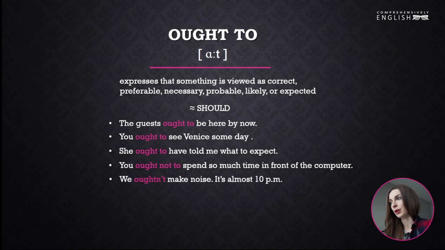We oughtn't make noise. It's almost 10 p.m. It's a bad idea to make noise at 10 p.m. because it's late. We oughtn't. This shortened form is also possible. We can say ought not to, which sounds pretty formal. Or we can say we oughtn't make noise. We oughtn't make noise. Okay.